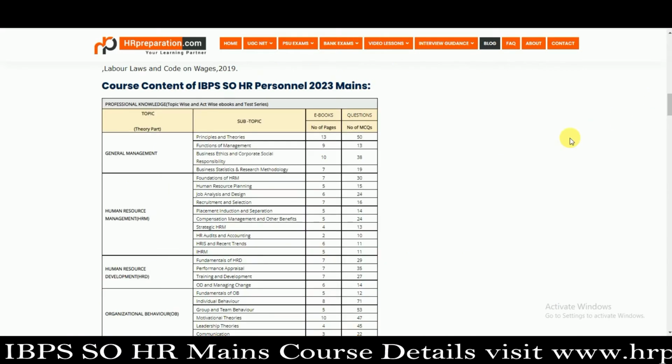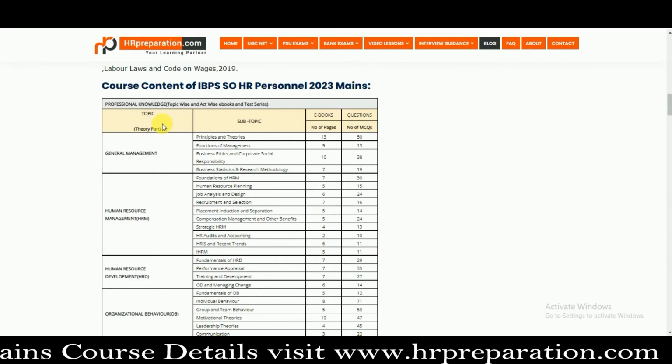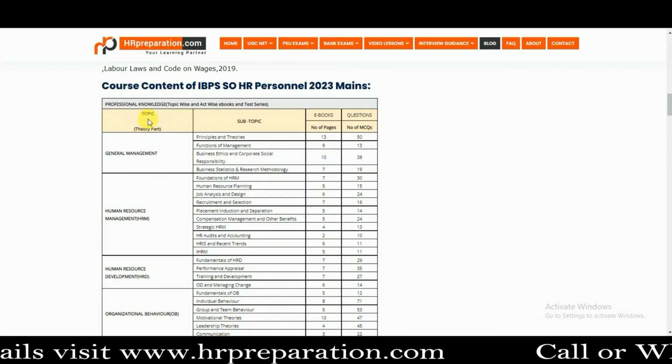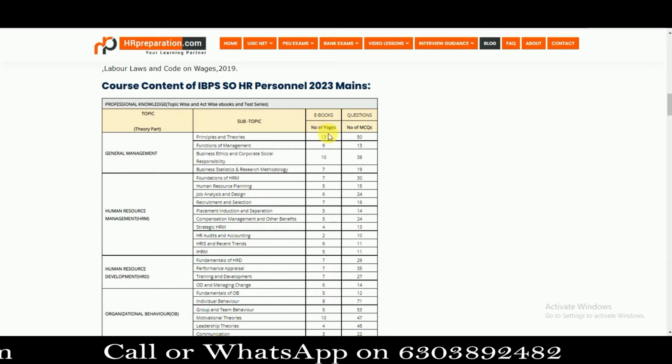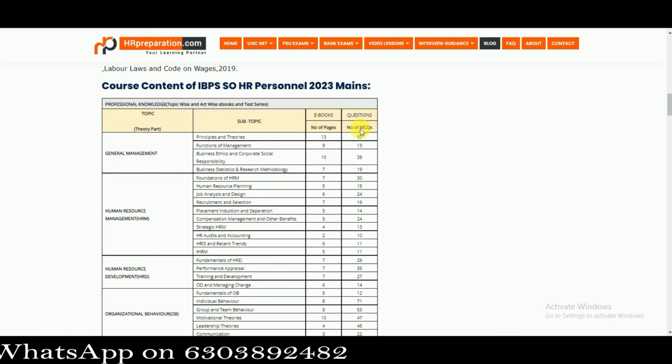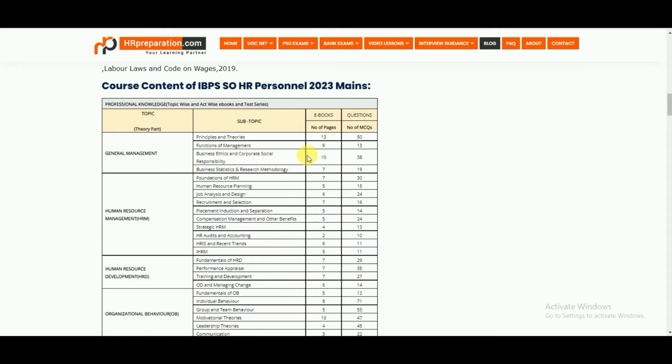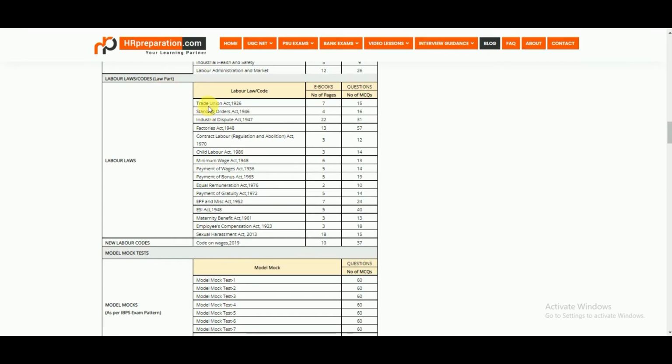Here you can find the course content in tabular form. Here is the first column with topics, and the second one with subtopics. Here you can see eBooks with the number of pages and number of MCQs of each subtopic. Whatever is present here, the same you will get in the paid course. Coming to labor laws, here you can see each act with eBooks, number of pages and number of MCQs for each act. Here is the Code on Wages 2019 also.